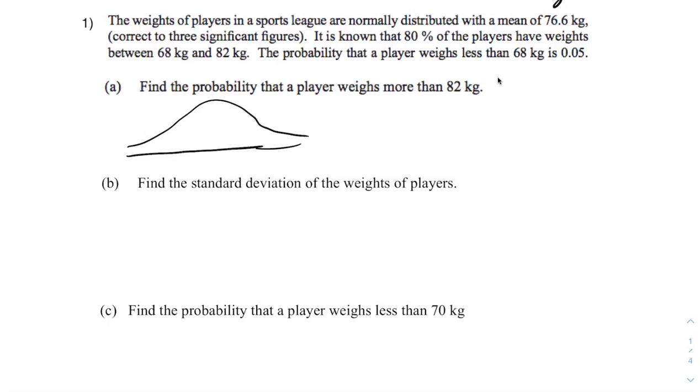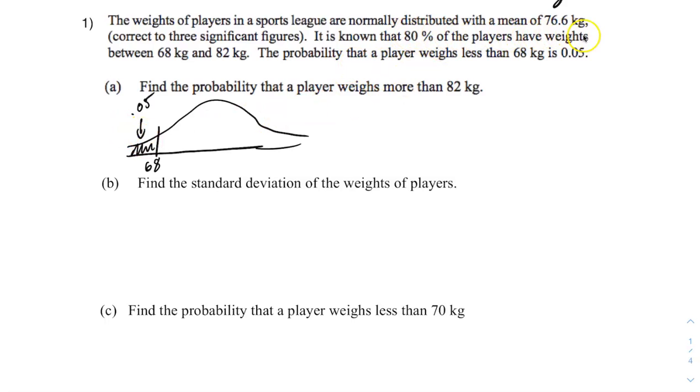So something like that. Not my best, but better than normal. We know that the probability that a player weighs less than 68 kilograms is 5%. So remember, less than starts on the left-hand side. So we go 5% from the left-hand side. That's 0.05. We know that is 68. What else do we know?